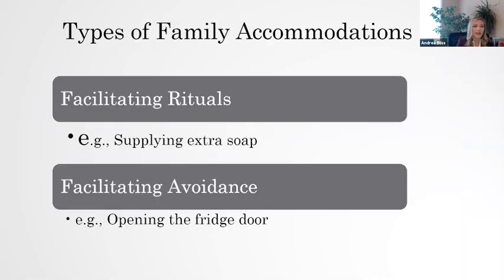Okay, so one is just facilitating rituals. So often parents are supplying what the child needs to get through their day, whether it's extra soap or wipes or hand sanitizer. They might be facilitating avoidance. So maybe the child doesn't want to open the fridge door because they know they'll get stuck opening and closing it repetitively. If a family member just opens it for them, everyone can move on without the child having to engage in that ritual.